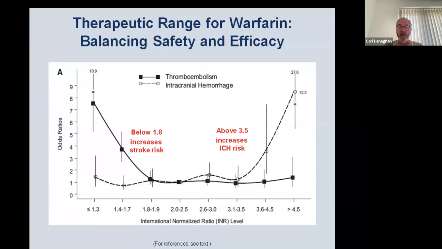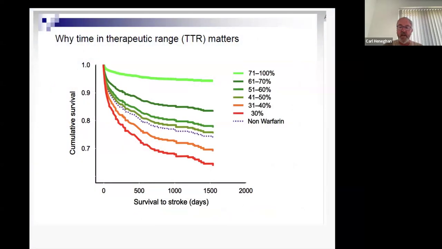When you go outside of those norms, the risk of thrombosis or intracranial hemorrhage suddenly increases exponentially. One of the key aspects of warfarin is time in therapeutic range. When you have your test, it might say that in the last 6 weeks you were in range, within your 2 to 3 INR. If so, that gives you 100% time in therapeutic range. You can see there's a very different cumulative survival depending on the time in therapeutic range. Here, when you're down at 30%, there's really poor survival.